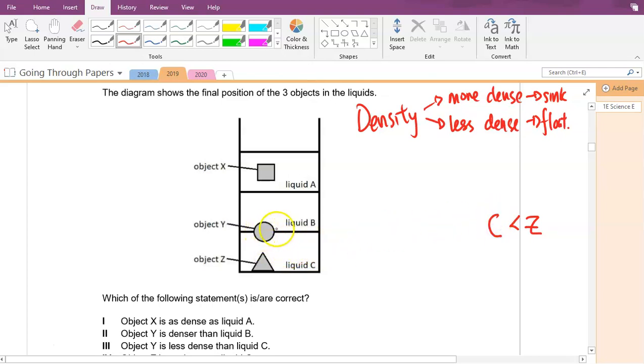Now you can see object Y has sunk to the bottom of liquid B. So object Y will be the next densest, followed by liquid B. Then liquid A and object X are about the same, because you can see object X is floating inside liquid A, sort of in the middle. So in terms of density, Z will be the densest, and A and X will be the least dense. So this tells you which one is more dense. Z is the most dense, A and X are the least dense.